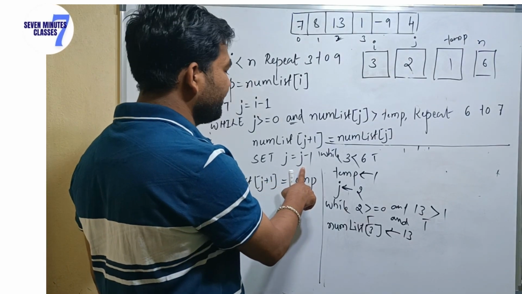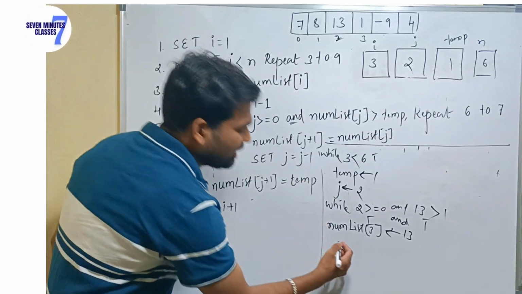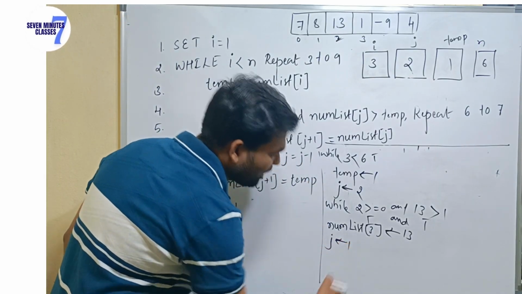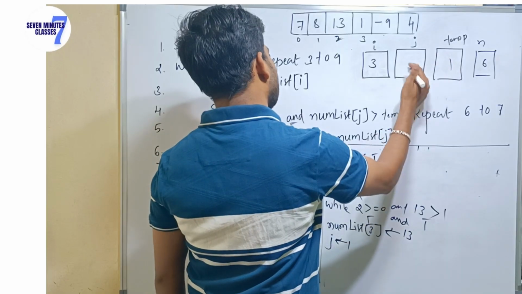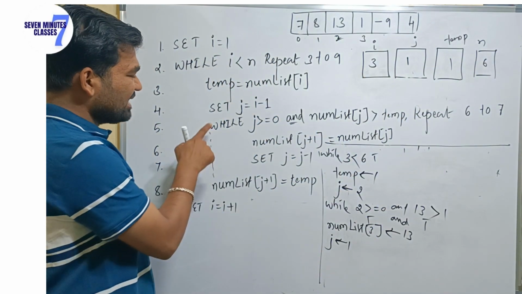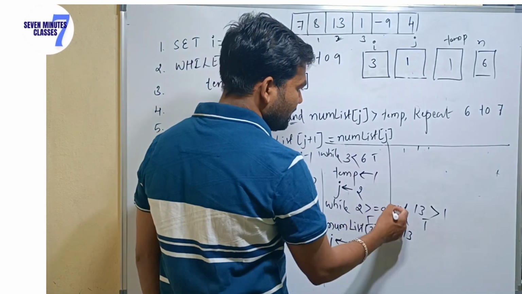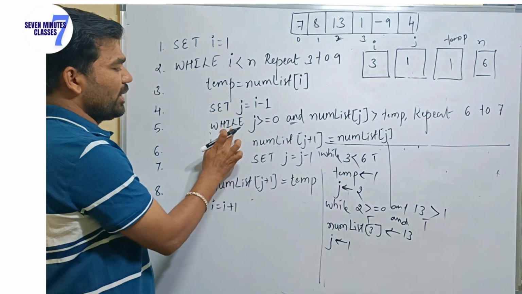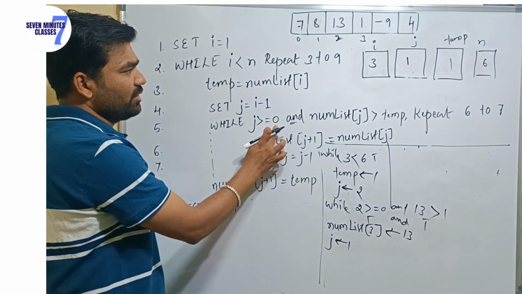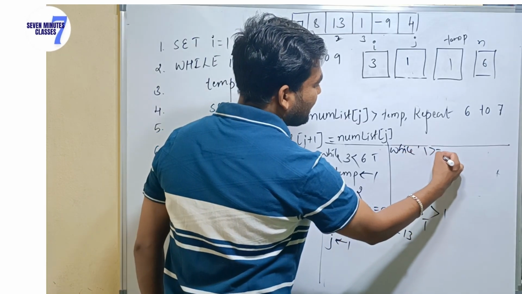What is the value of j? J was 2. 2 minus 1 became 1. Then the value of j became 1 only. So now I'll change the value of j as 1. Hope you are understanding. So this loop has not yet failed. Again go back to the loop. What is the loop? Again this one. While j is greater than or equal to 0. What is the value of j? It is 1. While 1 is greater than or equal to 0.